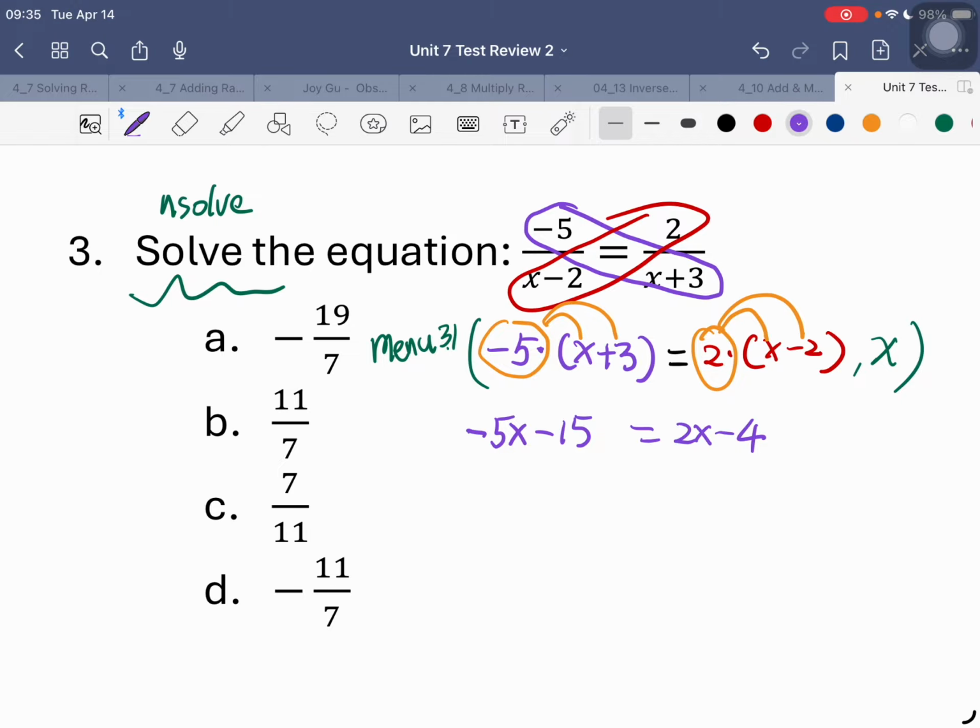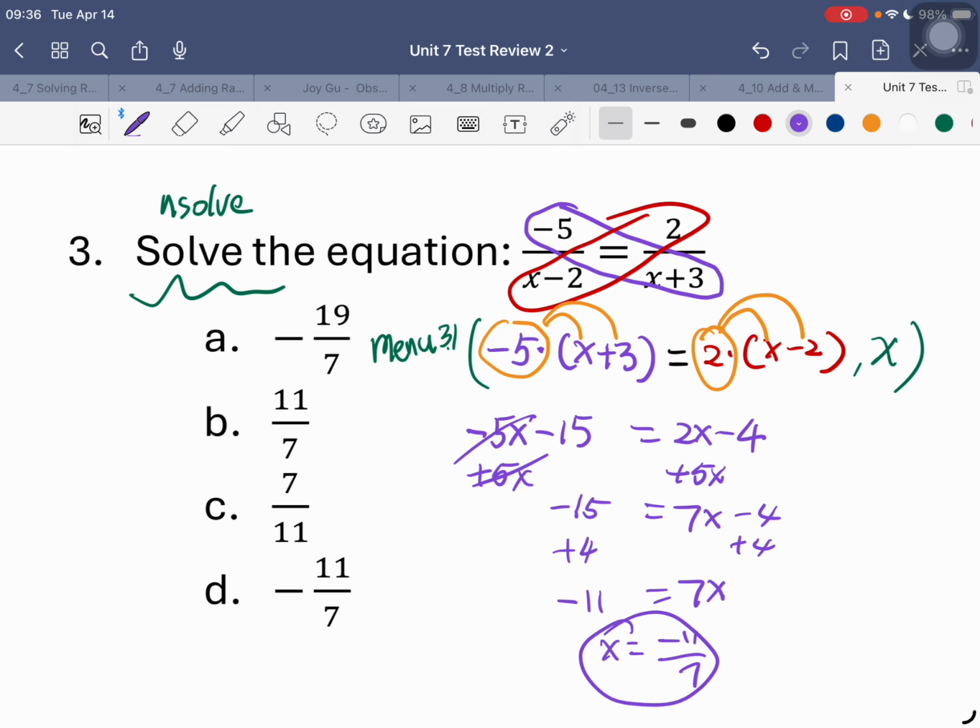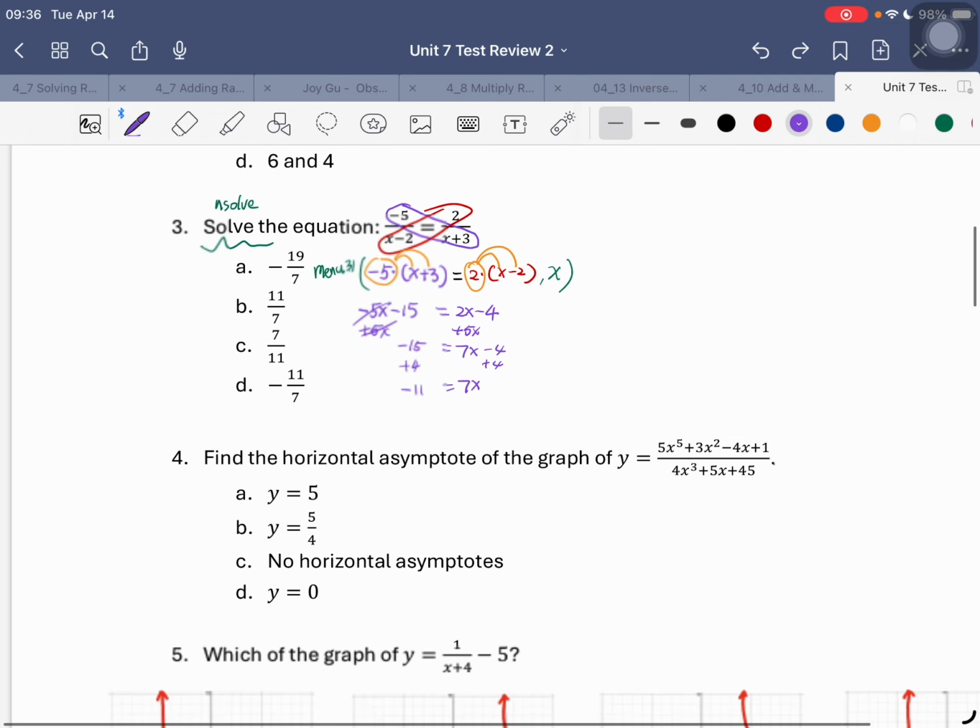And then you plus 5x on both sides. Okay, so -15 equals 7x minus 4, and then plus 4 on both sides. So it'll give you -11 equals 7x, x equals -11 over 7. So either way works. Menu 3-1 or solving by hand, either way could be fine.